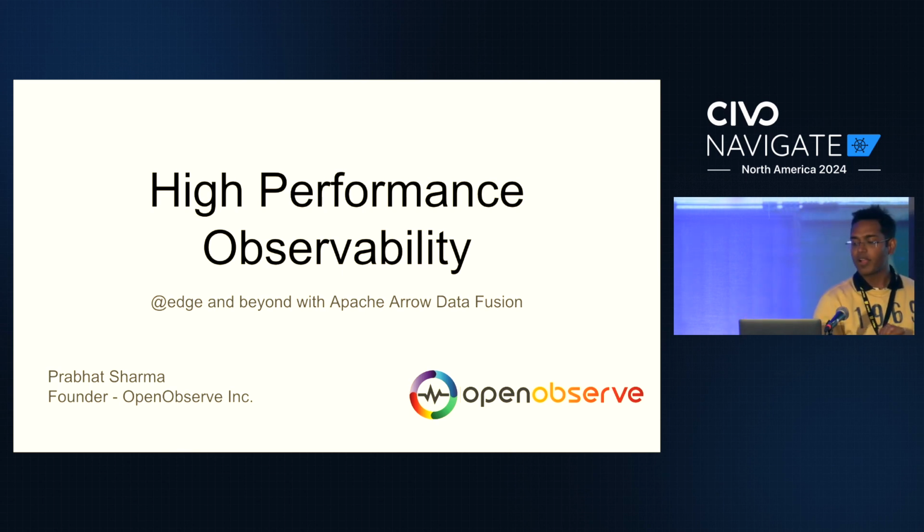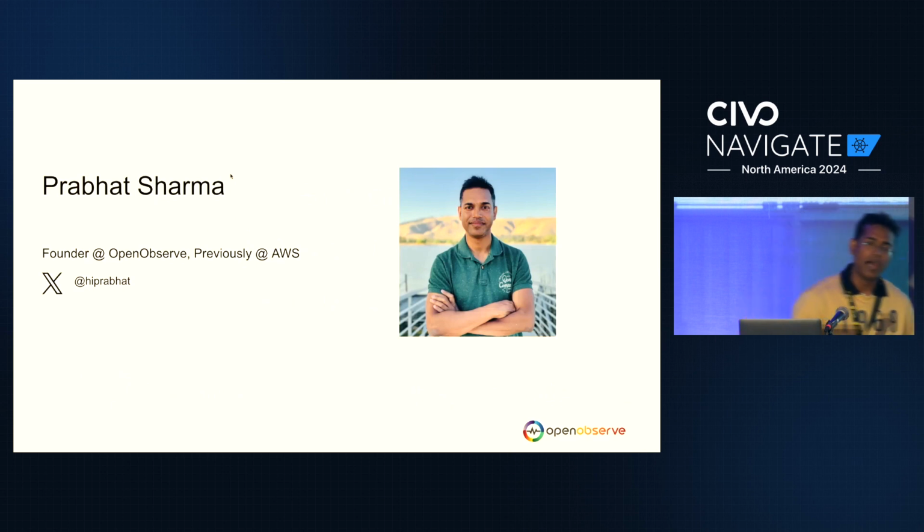So we're going to be talking about high performance observability. What does that even mean, actually? We're going to be talking about observability at the edge. How does that work? And for servers, in cloud, in Civo, in AWS, anywhere, or in a data center. How does that work? So, first of all, who am I? I'm Prabhat Sharma. I'm founder at OpenObserve.